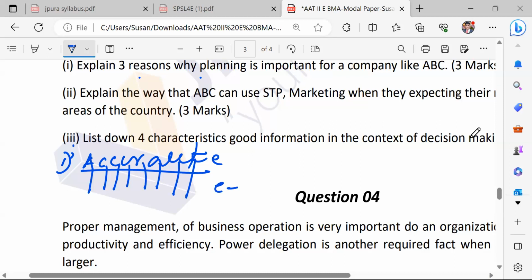This I have given: accuracy, cost effectiveness, completeness, usability, relevancy, accessibility, understandability, trustworthiness, right? Easy to use. There are many I have given in the tutorial, as well as I have discussed that in lesson 2.